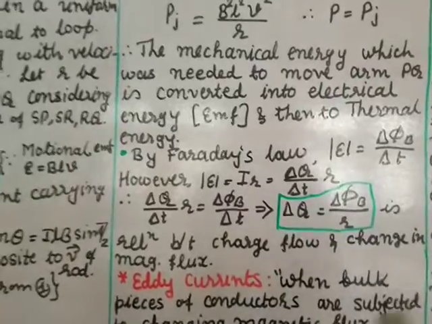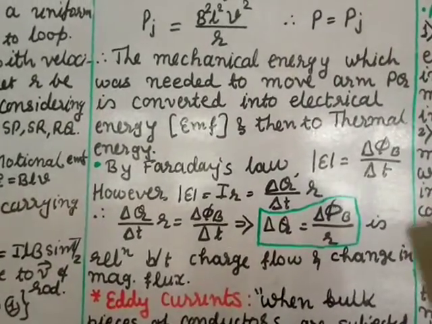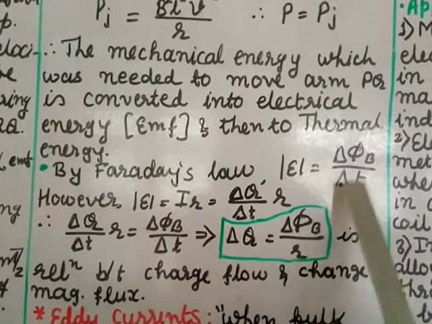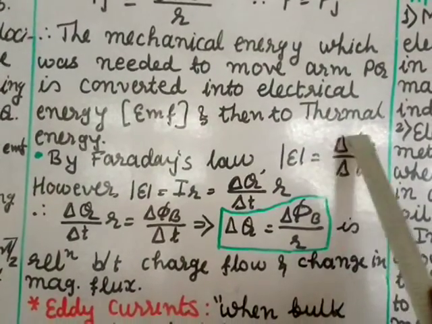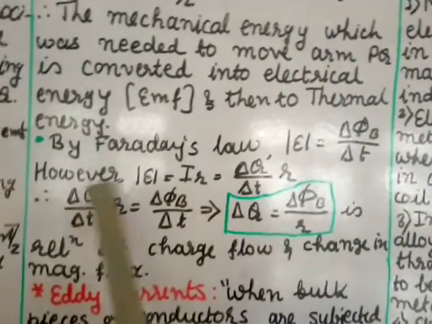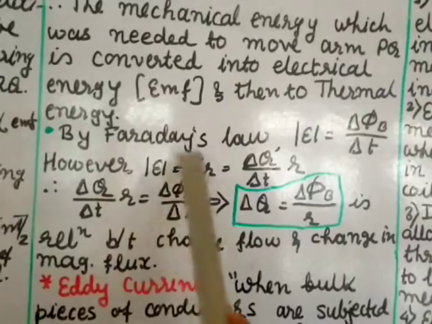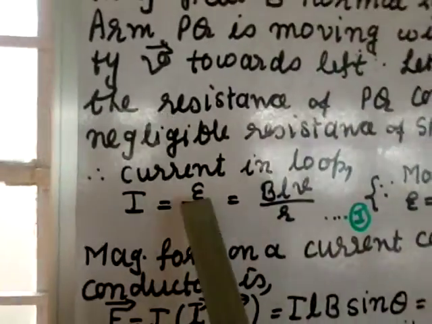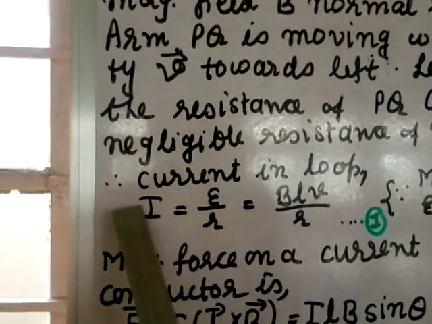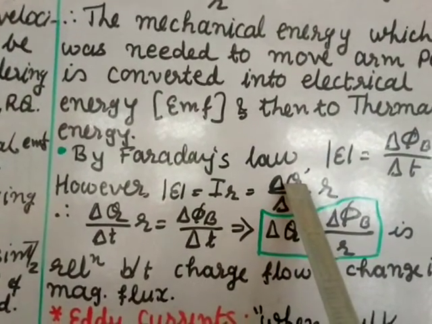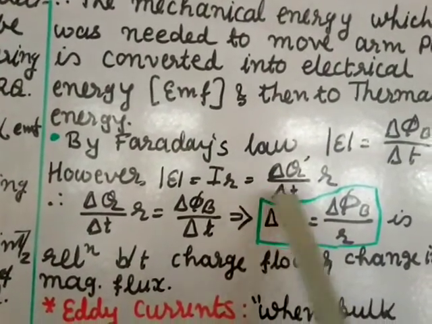There is a small relation between flow of charge and change in the magnetic flux. By Faraday's law, magnitude of E is delta phi B by delta T. We have actually used d phi by dt, here just taken as delta phi B by delta T. And this EMF is also given by E is equal to I into R. But I can be written as delta Q by delta T. If delta Q charge is flowing, then E is delta Q by delta T into R.